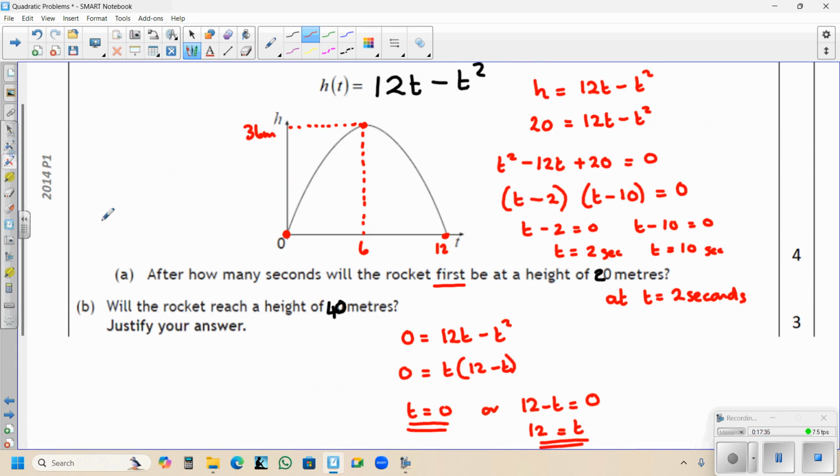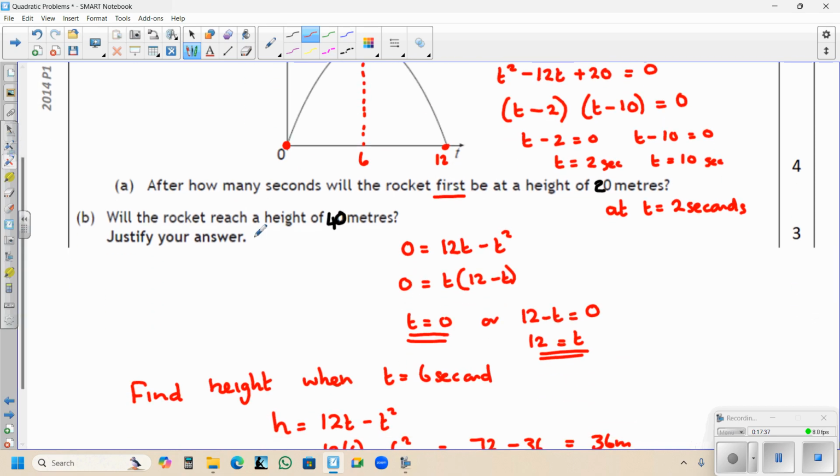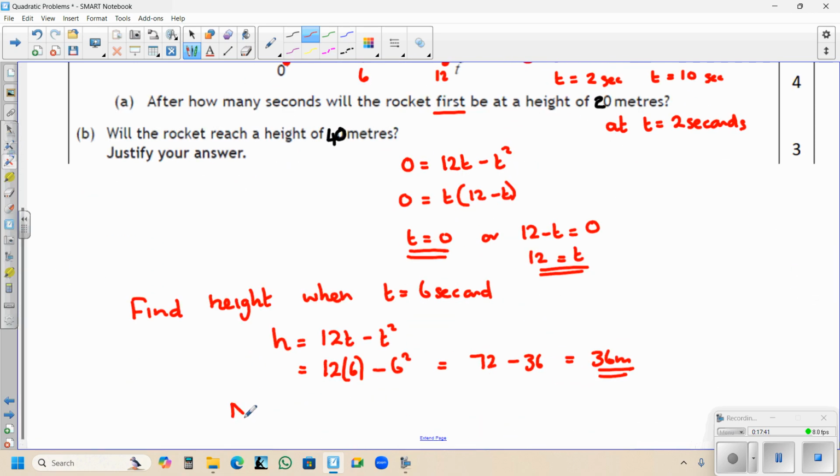So we'll now answer the question. Will the rocket reach 40 metres? Justify your answer. You say no, because max height is only 36 metres.